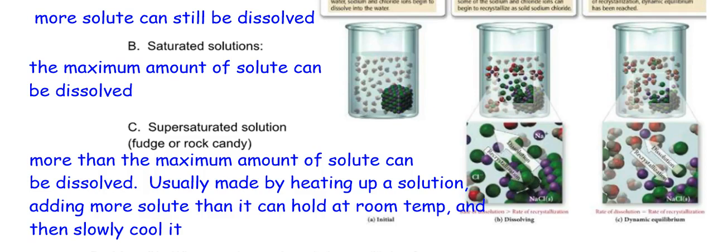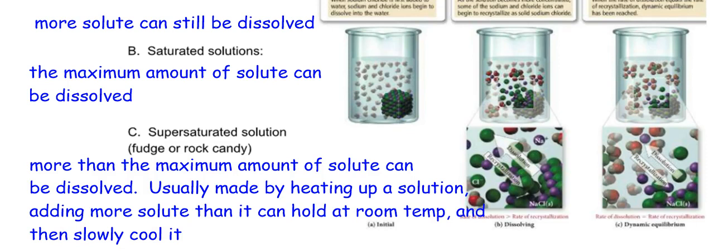You usually do this by heating up a solution, and then you keep adding more and more until it holds as much as it can in that hot solution. Then you let it slowly cool without disturbing it, and you still have more than the maximum amount. Let me show you what I'm talking about when we get to the graph below, okay?